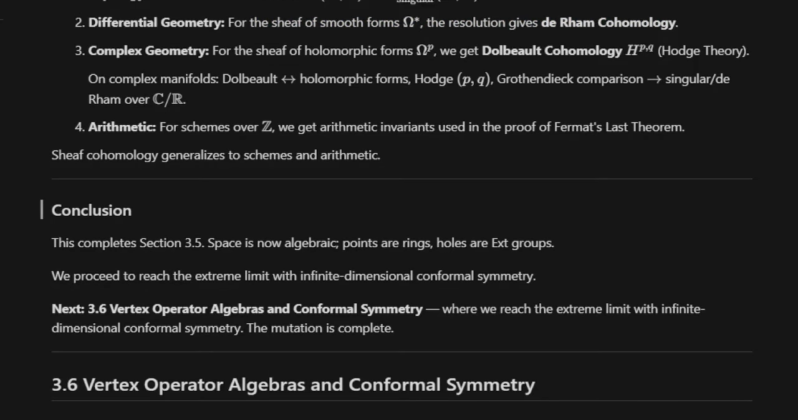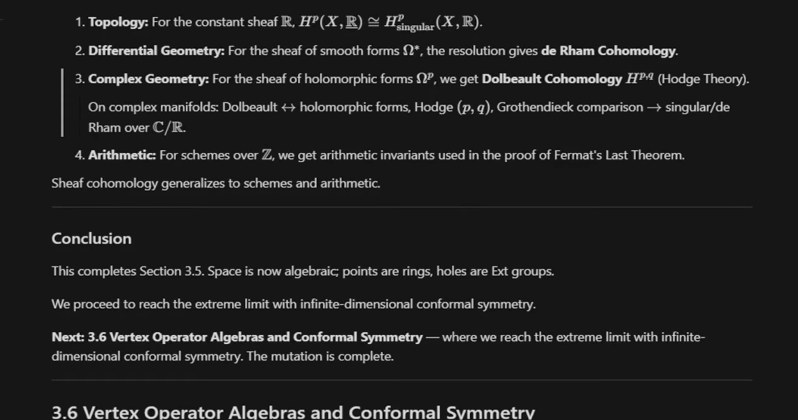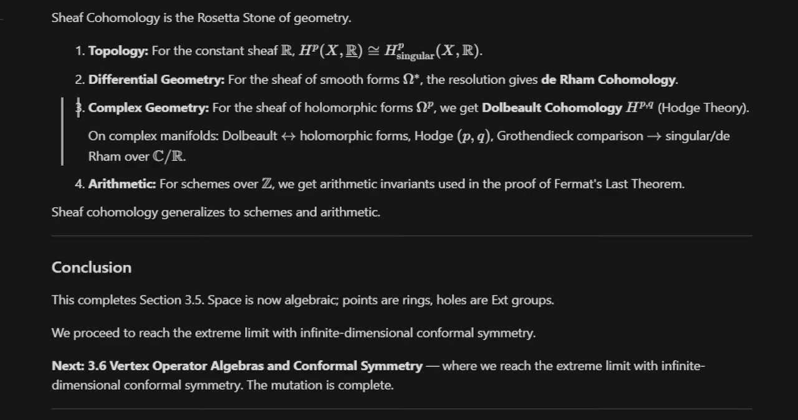If you look at complex geometry, you would get complex geometry from the sheaf of holomorphic forms, and that's called Dolbeault cohomology, or in other words, Hodge theory. This is what we usually call Hodge theory. Okay, and the Dolbeault cohomology essentially generates complex geometry. So on complex manifolds, right, Dolbeault represents holomorphic forms and Hodge forms for (p, q).